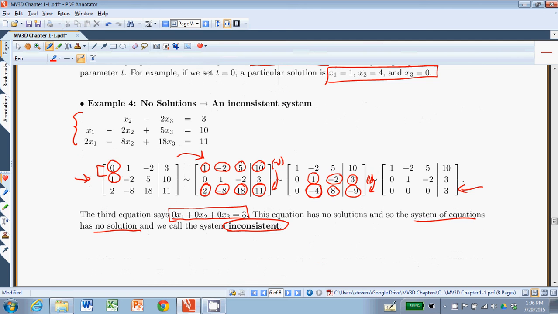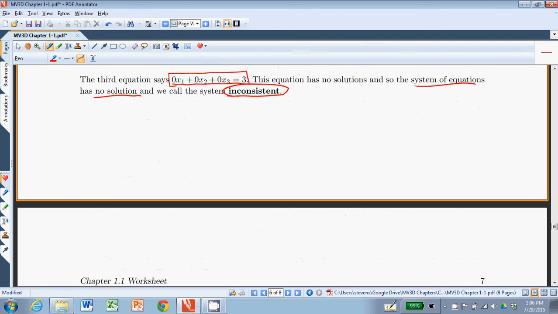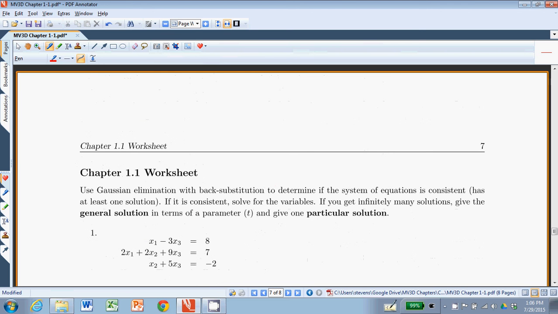But there is one more video for chapter 1.1, and that is the summary worksheet. There are 3 systems of equations. I'll solve those step by step in the next video.